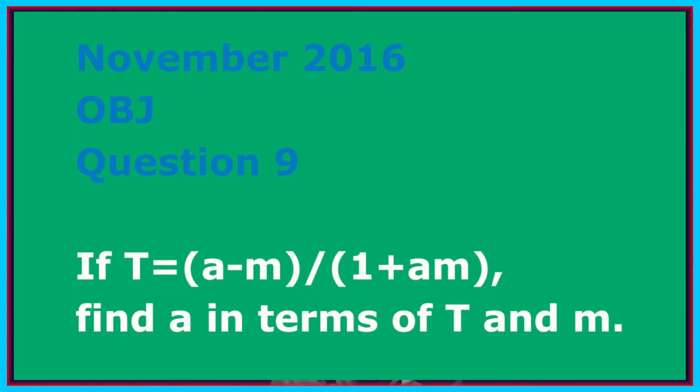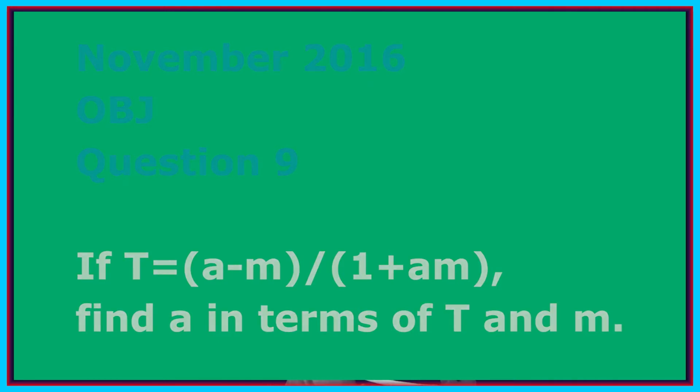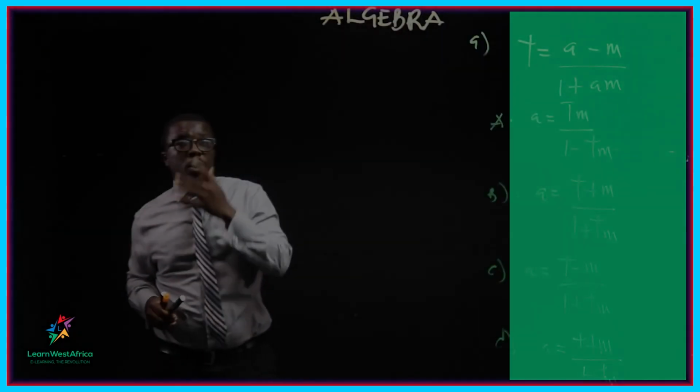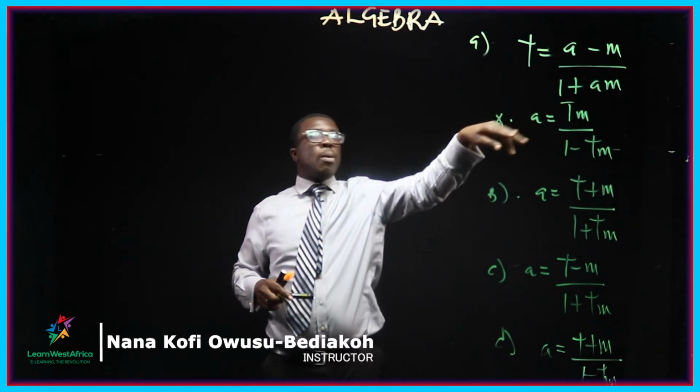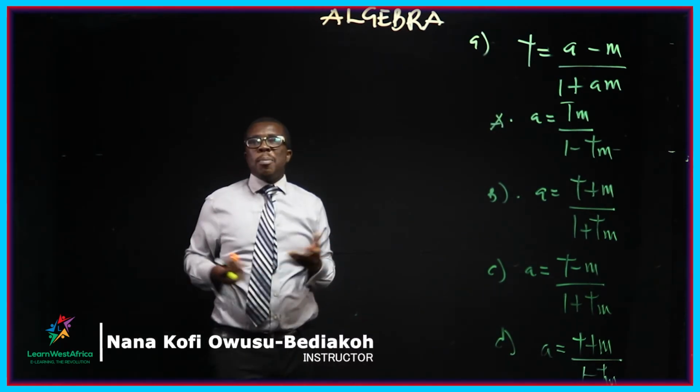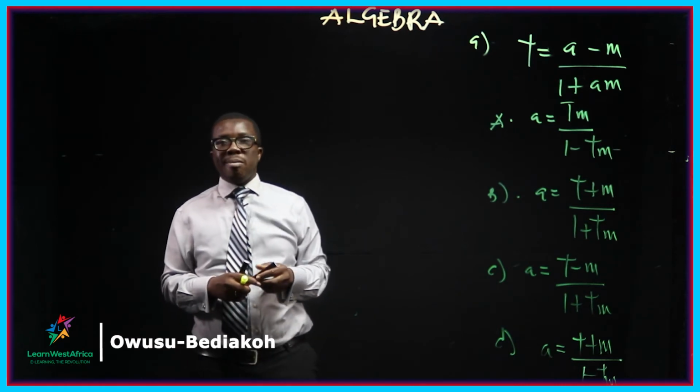Question 9, change the subject. If t is equal to a minus m all over 1 plus am, find a in terms of t and m. In question 9, we have t is equal to a minus m all over 1 plus am. And our problem is to make a the subject. So what do we do?